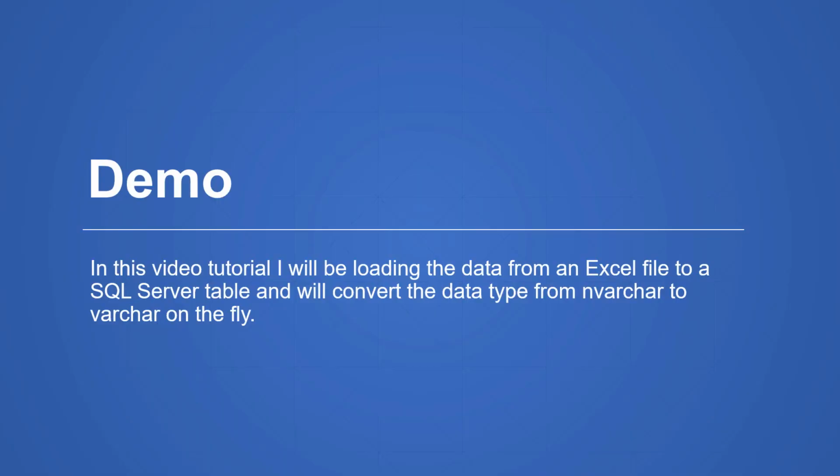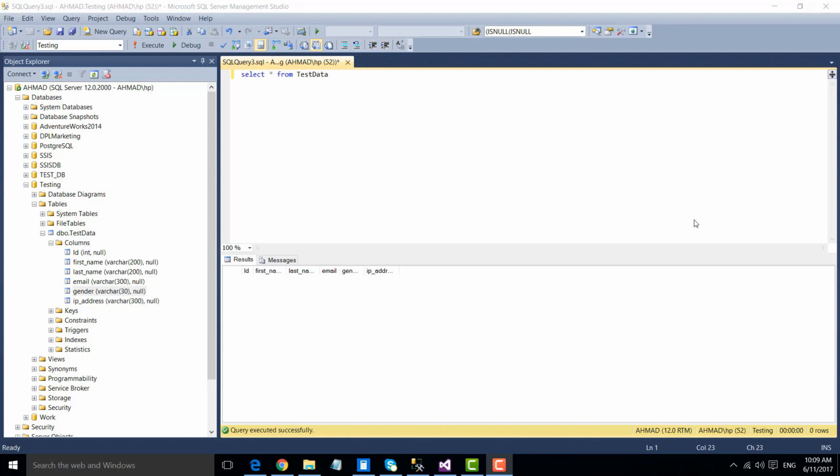In this video tutorial, I will be loading the data from an Excel file to a SQL Server table and then we'll convert the data type from nvarchar to varchar on the fly. If you are loading data from an Excel file to a SQL Server table, you know the Excel file by default supports the nvarchar data type, or you can say Unicode data type. If the SQL Server table has varchar data type, like in this particular case, then you need to convert the data type from nvarchar to varchar so that it can be loaded to a SQL Server table. This thing you can do using the data conversion transformation. So let's see how we can use it.